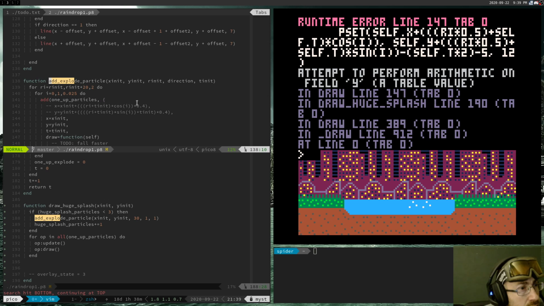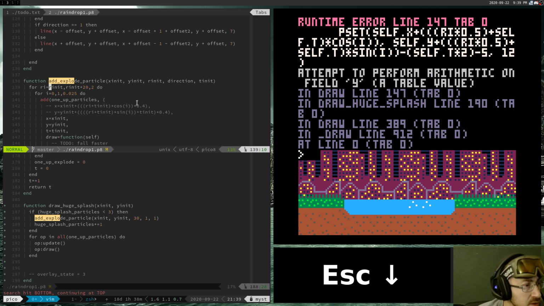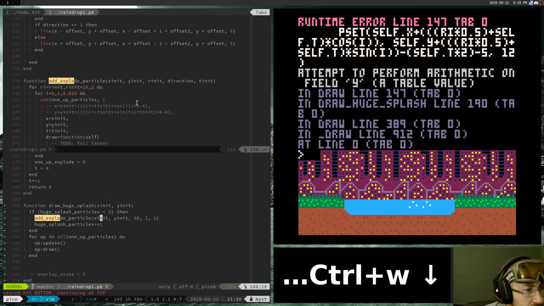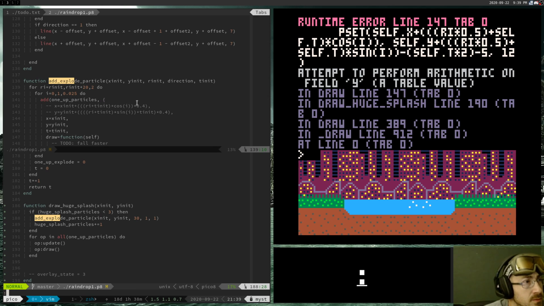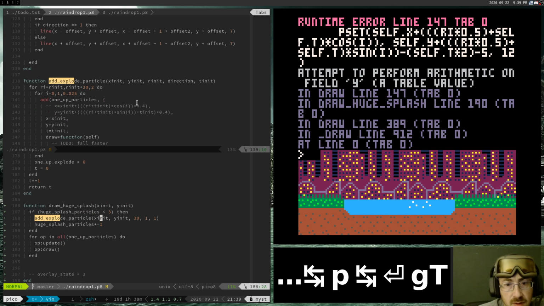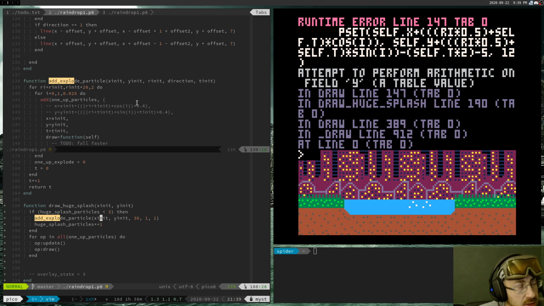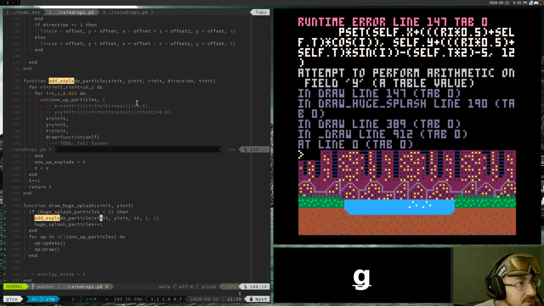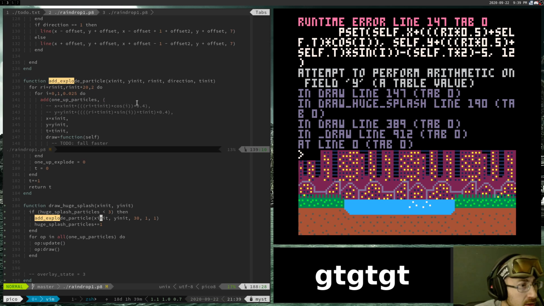X, Y, R, and then direction. T in it. Okay. So where do we call this? Again, add explode particle. Raindrop, and then over here. Yeah, same here. Just trying to finish the level.